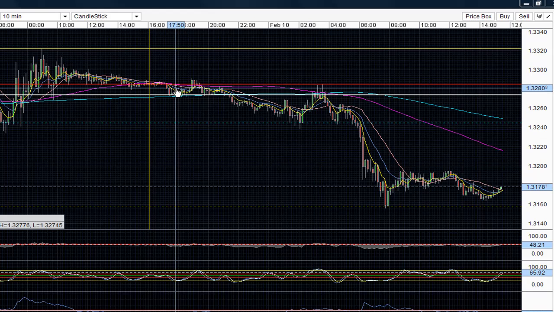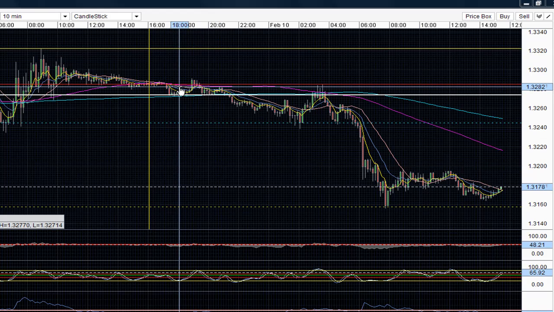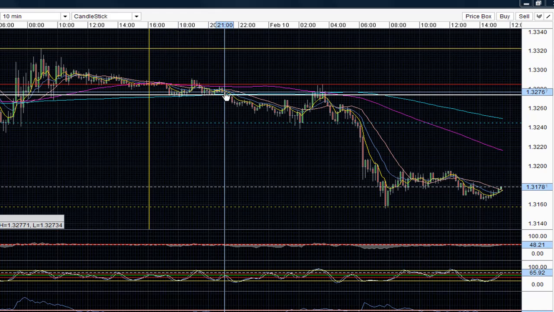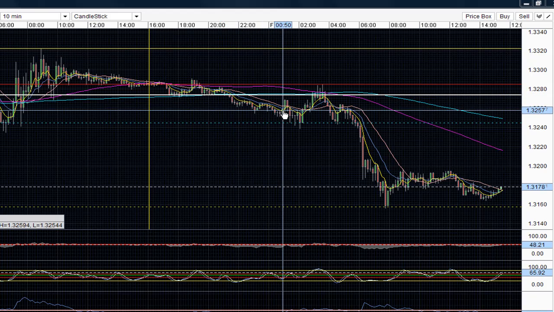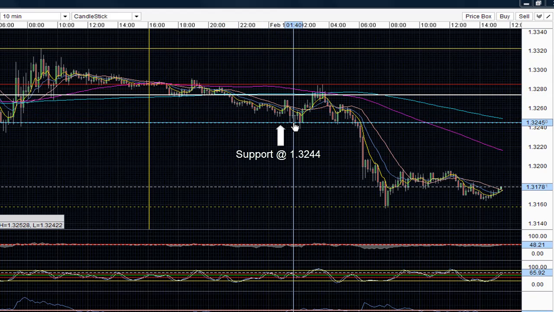But if you go back to our Asian Open, you can see that the pair continued its slide and it broke through our daily pivot level here at 1.3274, and it continued its slide until it found support here at our 1.3240 area, which is actually the 38.2% Fibonacci retracement level on our daily chart.